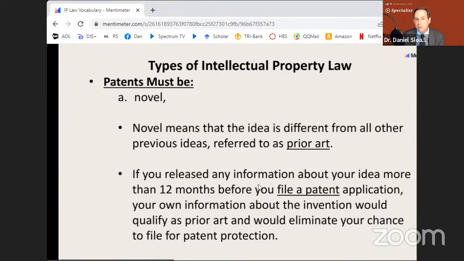If you released any information about your idea more than 12 months before you file a patent application, your own information about the invention would qualify as prior art and would eliminate your chance to file for patent protection. And this is very important, because if you have a work that is of significance, that has a very powerful meaning, financially or otherwise, you don't want to release it to the public, because then the patent office might perform a search and find that the work was released, even by you, the original author, without a patent, and find that your application would need to be denied.